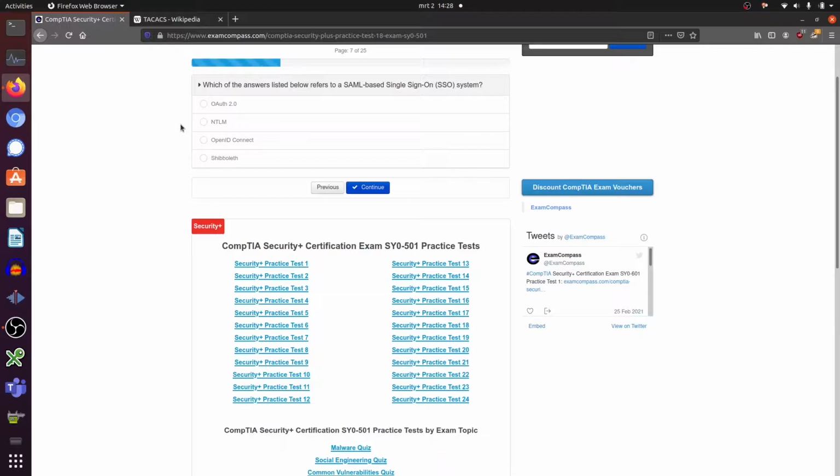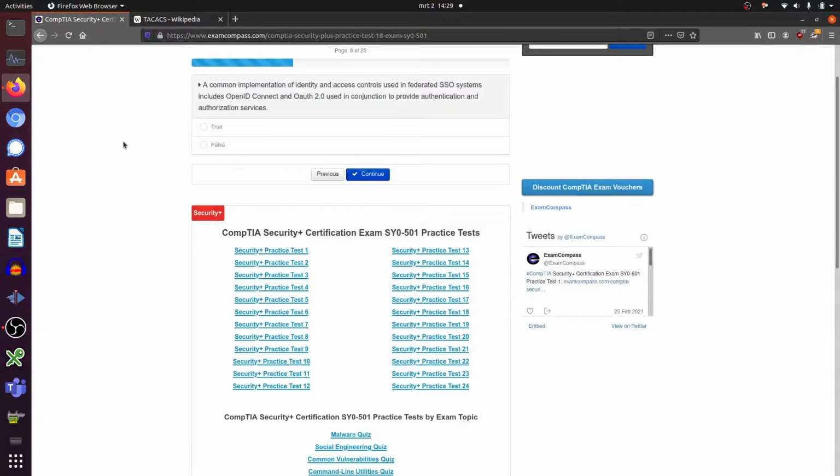Which of the answers listed below refers to a SAML-based single sign-on system? Single sign-on is basically you sign on once, and this software grants you access to all the different subsystems or applications that are on the network. And with this single sign-on, you will automatically be signed on to all of those products as well. And the SAML-based system is called, I don't know how you say it, Shibboleth, something like that. Just try to remember that. A lot of terms that you need to remember.